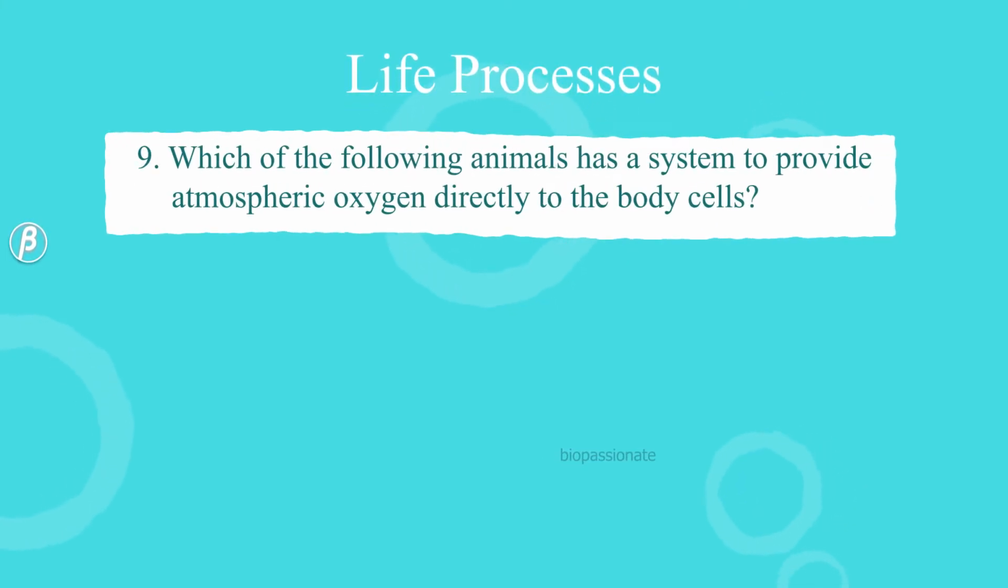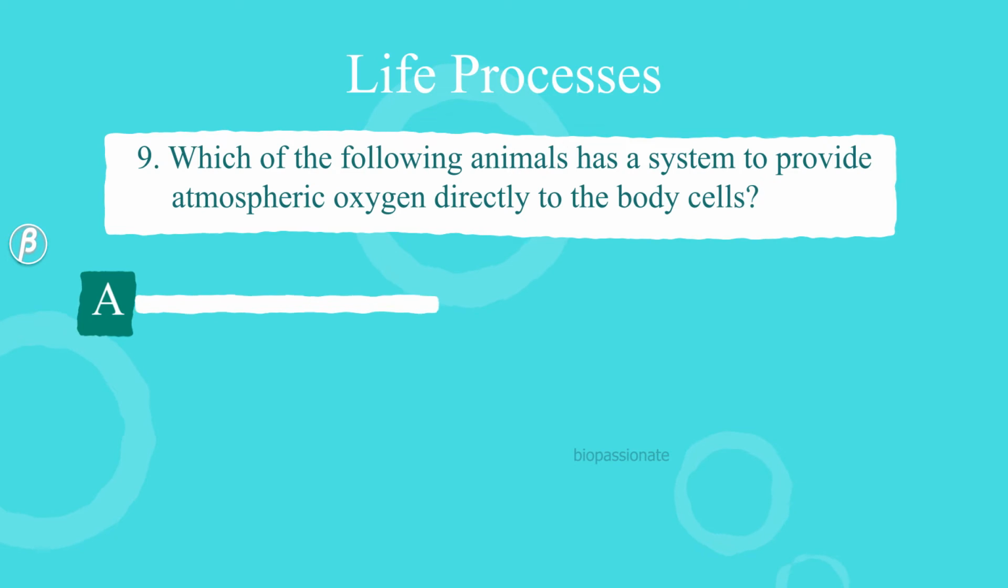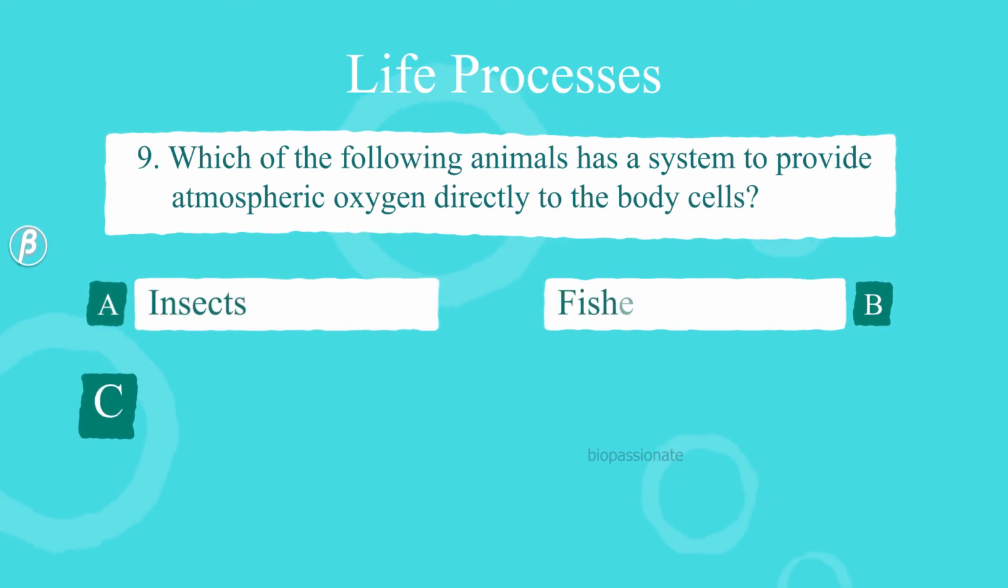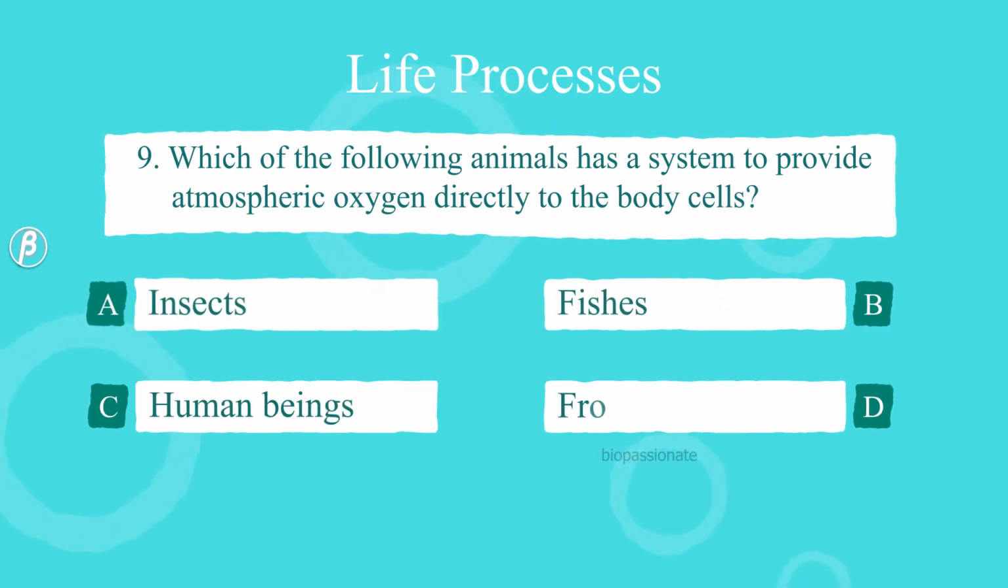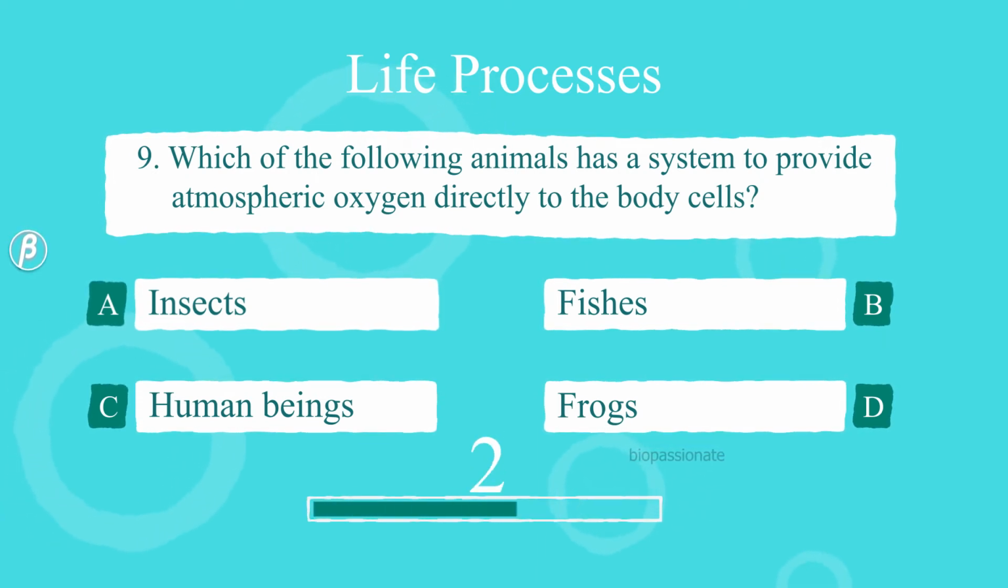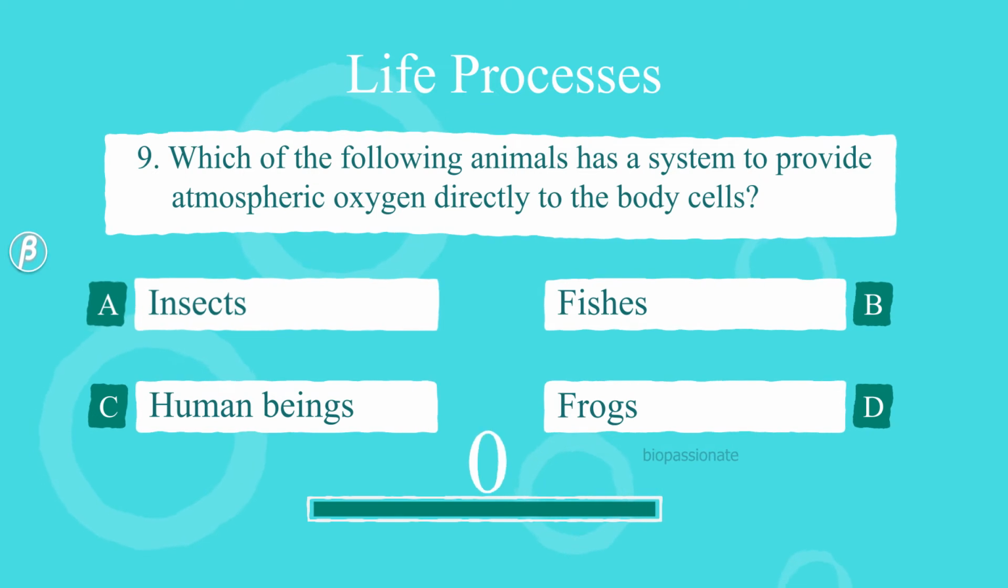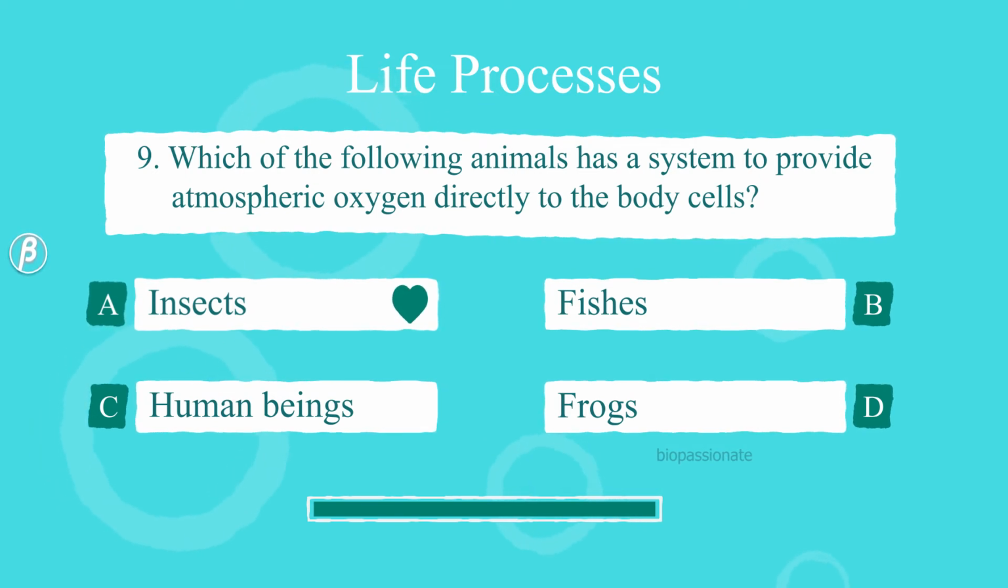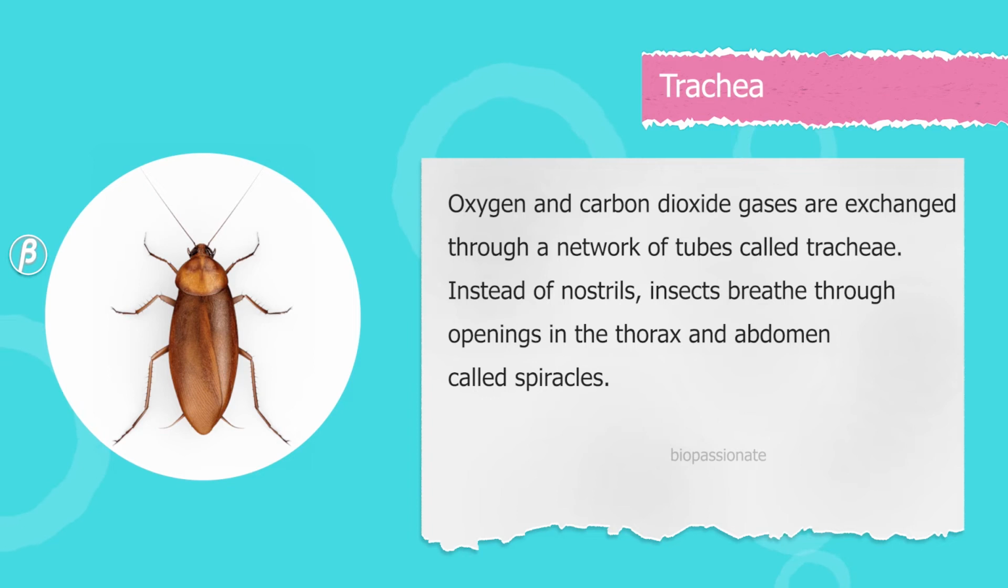Which of the following animals has a system to provide atmospheric oxygen directly to the body cells? Insects, fishes, human beings, frogs. Insects. Gases like oxygen and carbon dioxide are exchanged through a network of tubes called tracheae. Instead of nostrils, insects breathe through openings in the thorax and abdomen. These openings are called spiracles.